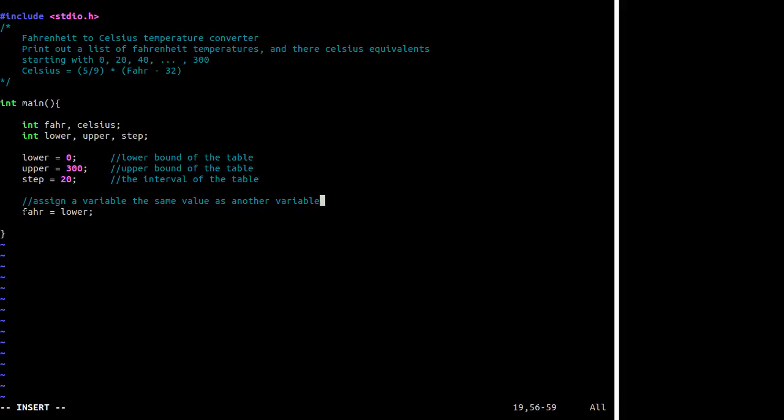So I can then change the value of far and it won't change the value of lower. That's important to remember for later when we get into pointers and things, because it can get a little crazy. But for now, these are two separate things that just happen to equal the same thing right now because we've copied the value of lower into far. And now, obviously, we've got to do our calculation based on this sort of thing up here, right?